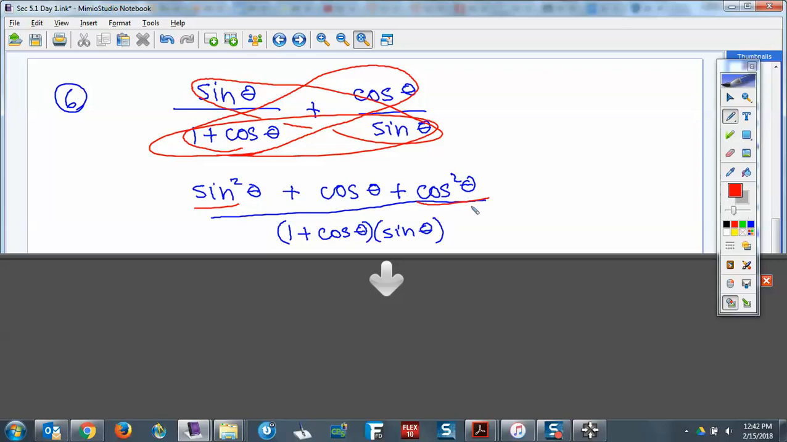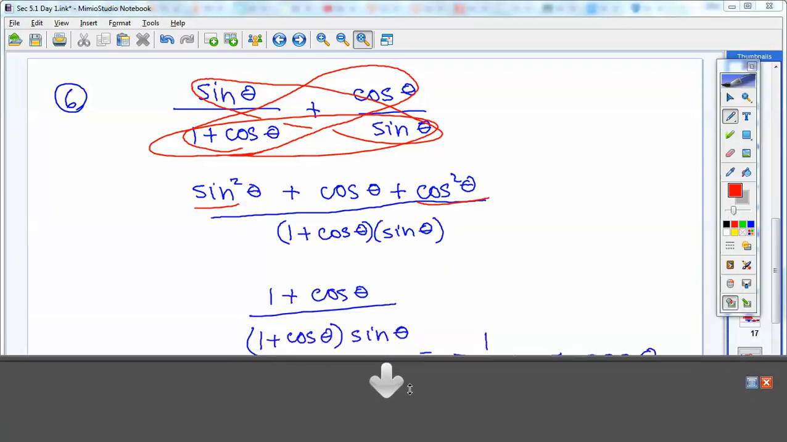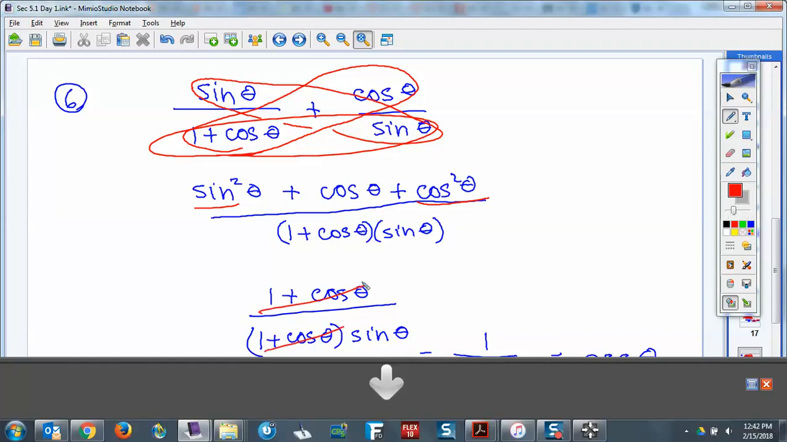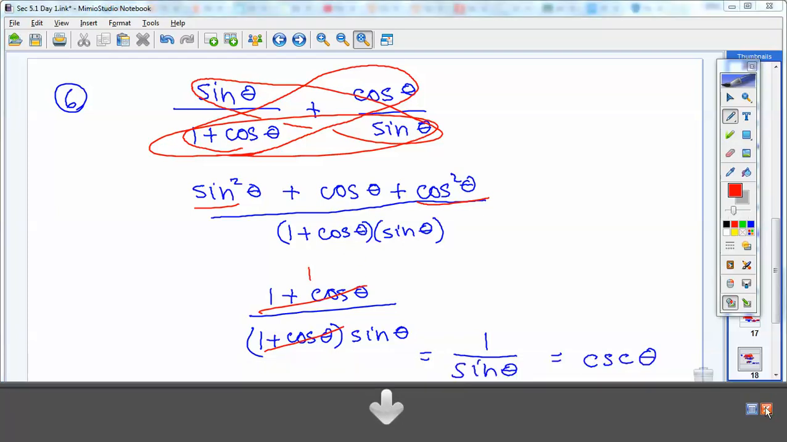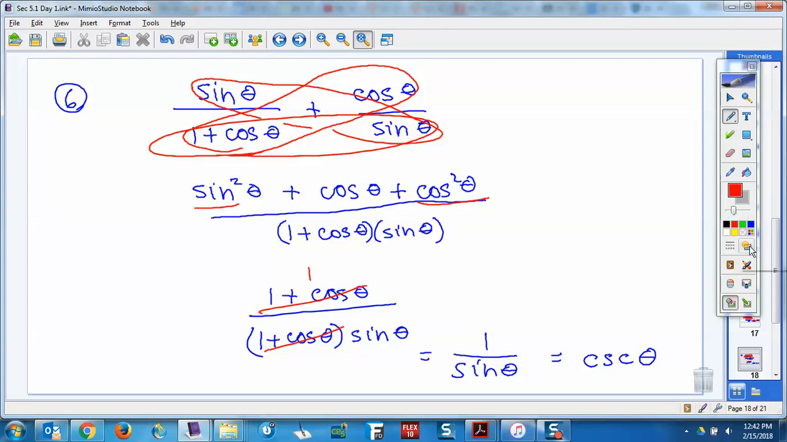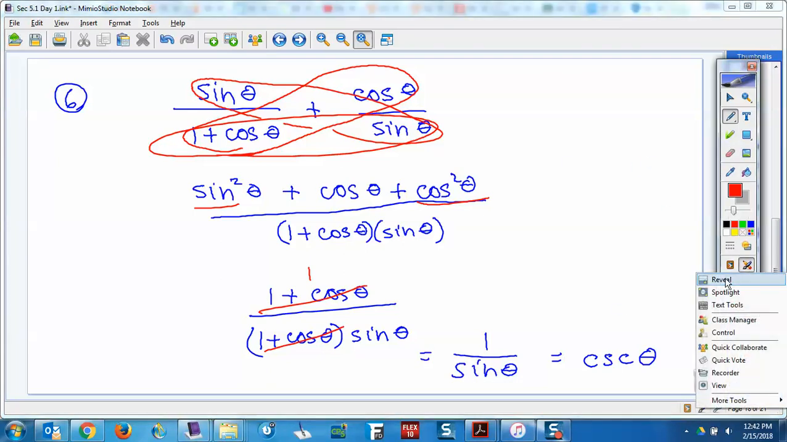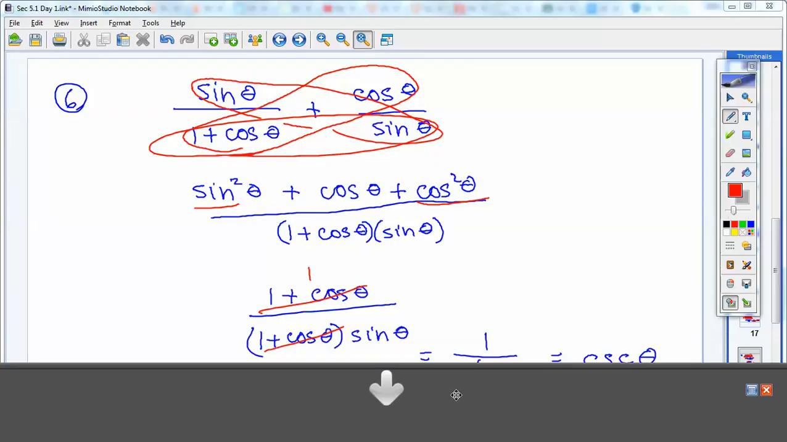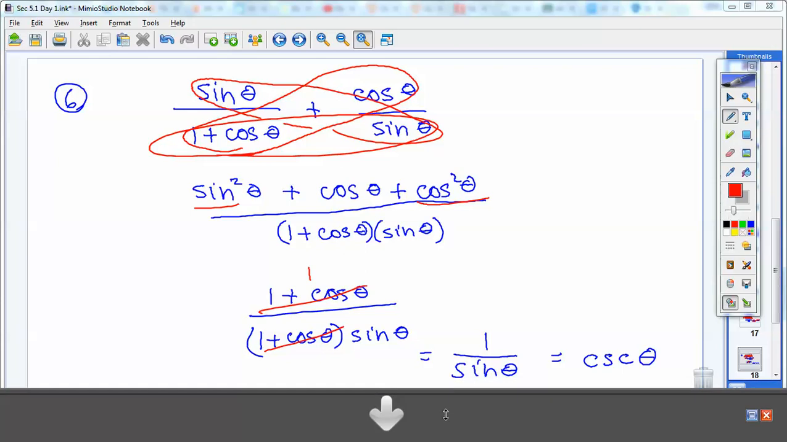This and this make 1. Sine squared plus cosine squared makes 1. So you get 1 plus cosine over 1 plus cosine times sine, and then you can cancel those, because that's the factor of the top, 1 plus cosine. As long as you cancel the whole thing, you're good. And then that'd be 1 over sine, much like the last problem was 1 over sine. Cosecant. So a lot of times good things happen when we put these things together.